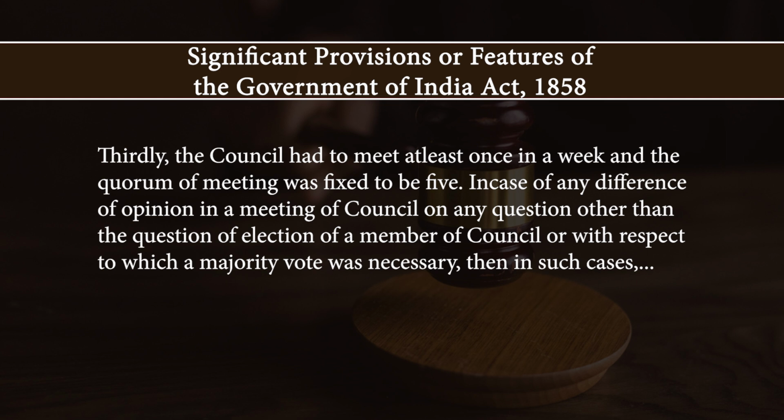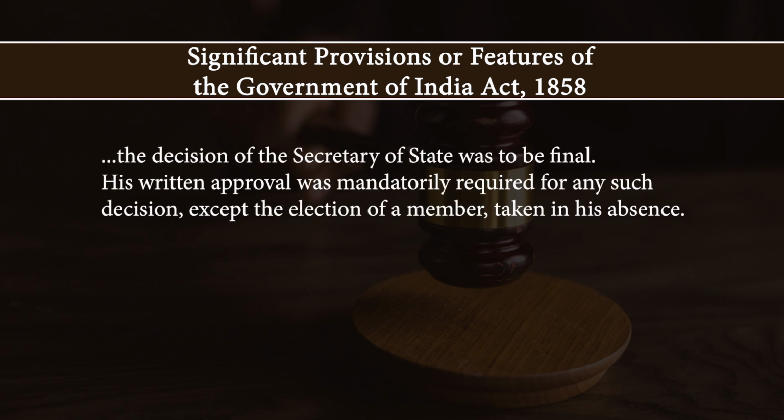In case of any difference of opinion in the meeting of the council on any question other than the question of election of a member of council or with respect to which a majority vote was necessary, then in such cases the decision of the Secretary of State was to be the final. His written approval was mandatorily required for any such decision except the election of a member taken in his absence.